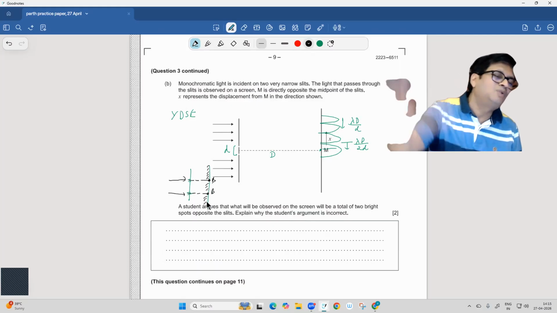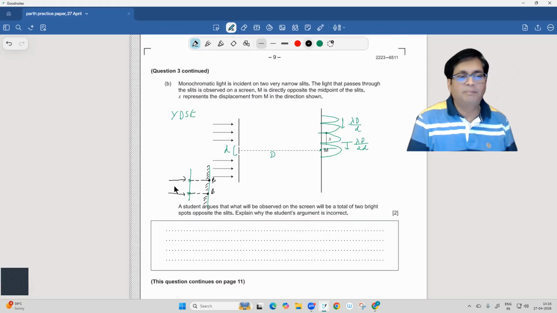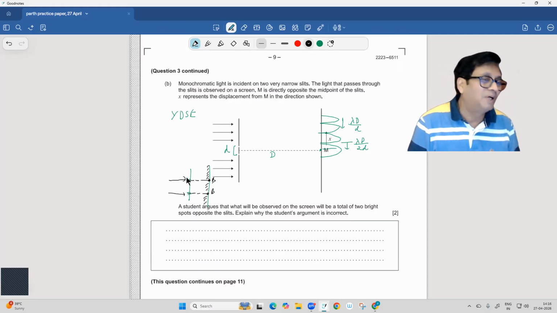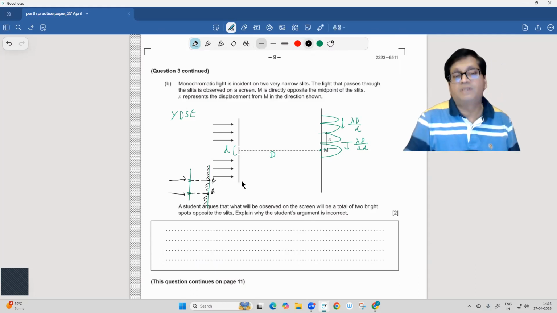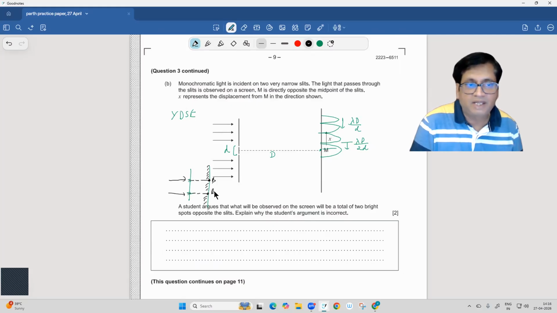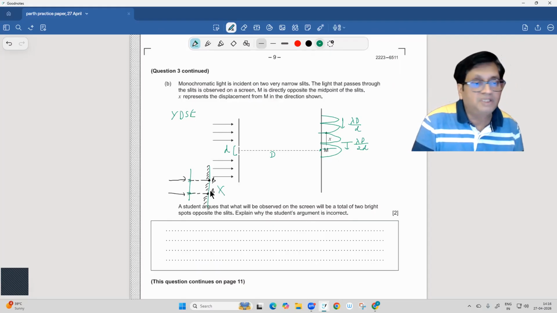So he's assuming that the light travels in a straight line. But here it's not true. Light is a wave. And from this slit, it will act as the source of secondary wavelets. From there, the cylindrical wavefront will spread. And then due to interference, there will be some fringes like this and not like this, right? This is not correct, although classical theory says this would be like this.